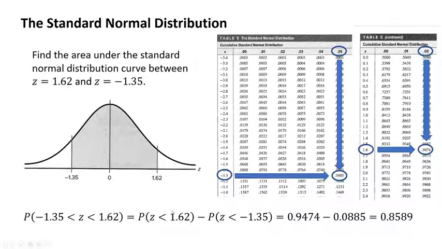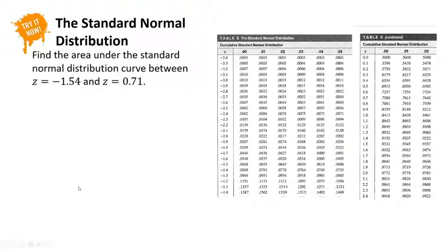As we've talked about before, we take this value and subtract off this value to find the area under this portion of the curve, and we get 0.8589, or 85.89%. So do this one here. Find the area under the standard normal distribution curve between z equals negative 1.54 and z equals 0.71. Take some time for that.